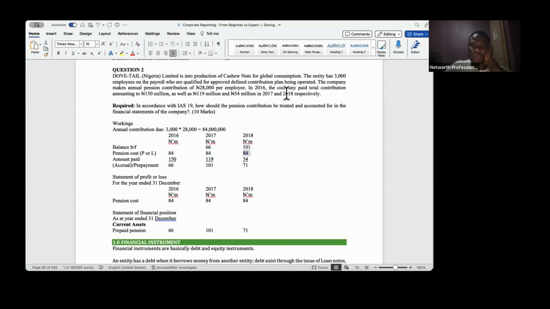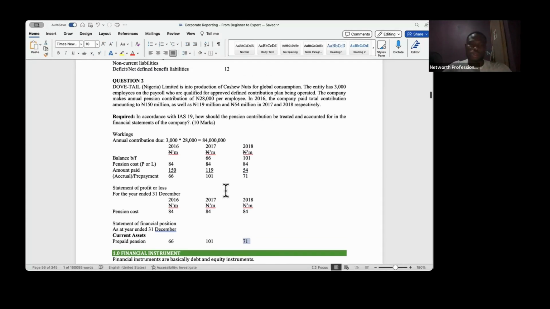Still supposed to pay 84 million, but in 2018, they paid 54 million. So here they underpaid by 30 million, but there was a payment of 101 million existing. So that has only reduced my overpayment to 71 million. I recognize 84 million in P&L, 71 million in my current assets. 10 marks.